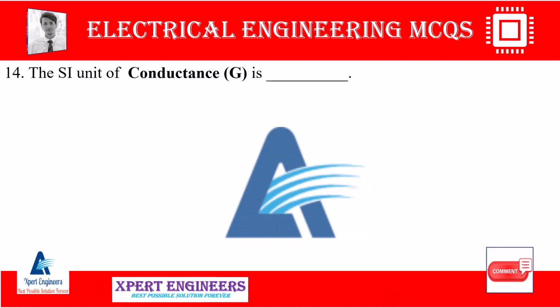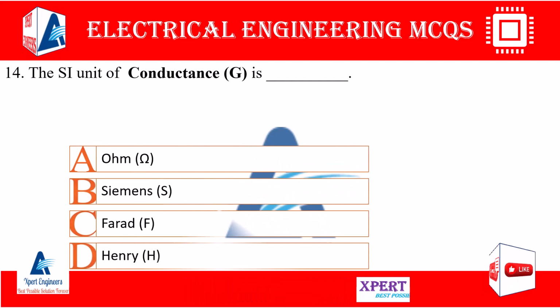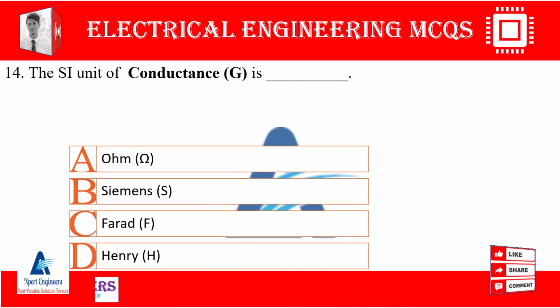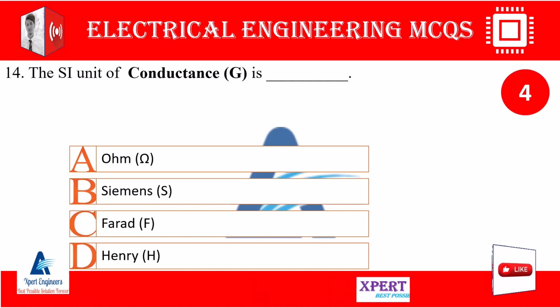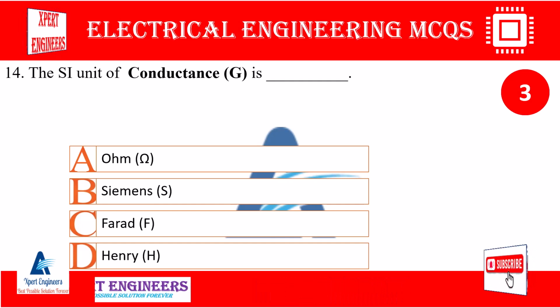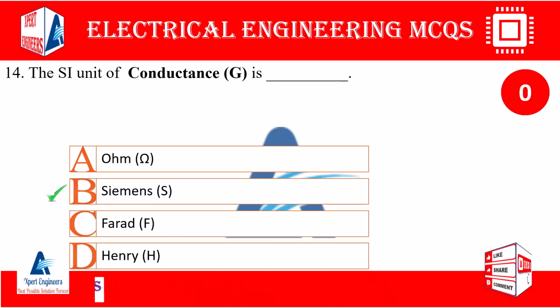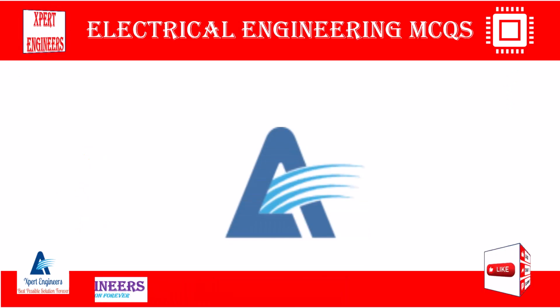Next is the SI unit of conductance is dash. A, ohm, B, Siemens, C, farad, D, Henry. The correct option is B, Siemens. The SI unit of conductance is Siemens.